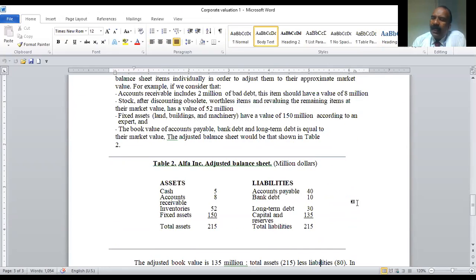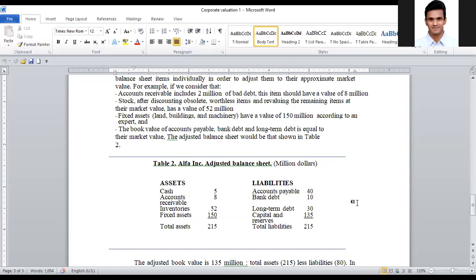If the number of shares is given, the value divided by the number of shares will give you the value per share. That's what we call NAV, net asset value. Net asset value per share can be calculated if the number of shares is given. For example, if the number of shares is 100, then 135 divided by 100 gives 1.35.